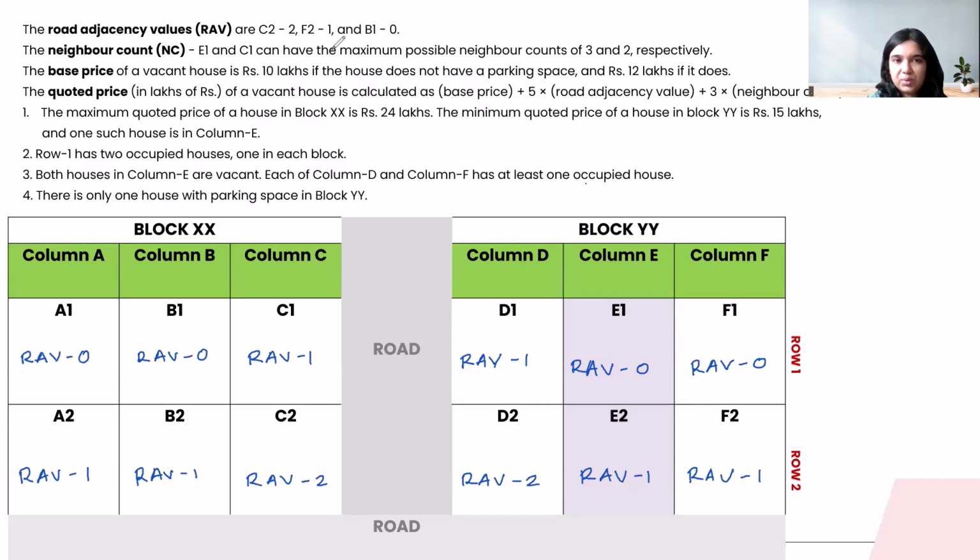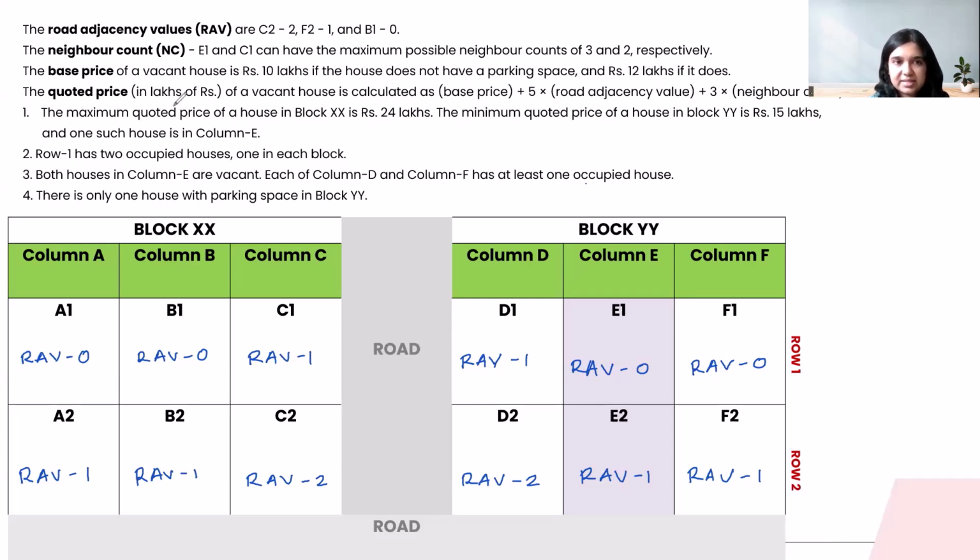The neighboring count, E1 and C1 can have a maximum possible neighbor count of 3 and 2. So since this is between the maximum and the minimum, we can't really note down definitely what will be the neighboring count so far. So we'll come back to this later. The base price of a vacant house is rupees 10 lakhs if the house does not have a parking space, and rupees 12 lakhs if it does. So without a parking, the base price of a vacant flat is 10 lakhs, and with parking, it is 12 lakhs.